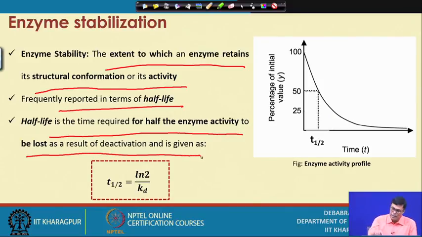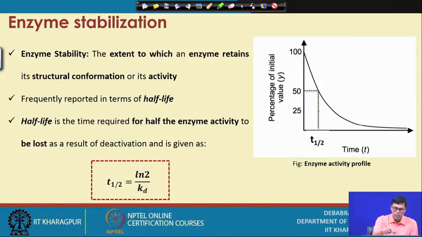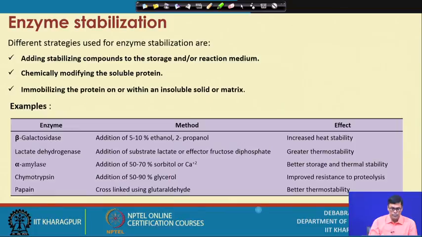So, suppose this is the 100% activity and this is the time. This is the 50% activity. Whatever time corresponds to this, we consider as the half-life of the enzyme, and this can be expressed as t1/2 equal to ln2 by Kd. We have already given you that mathematical expression before. If you use that, we can find this equation.